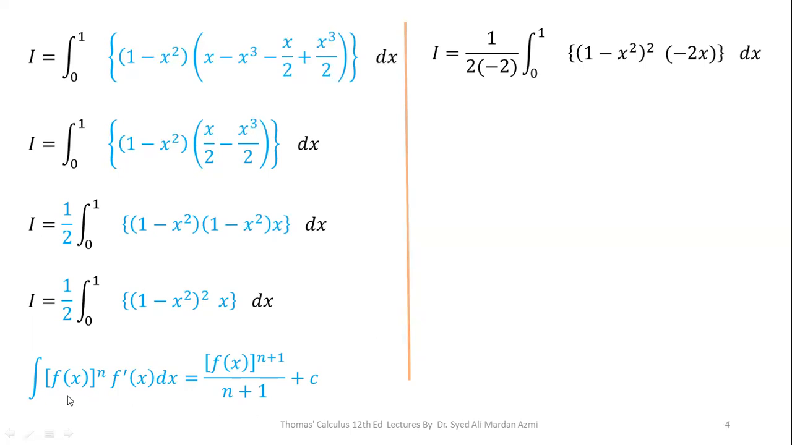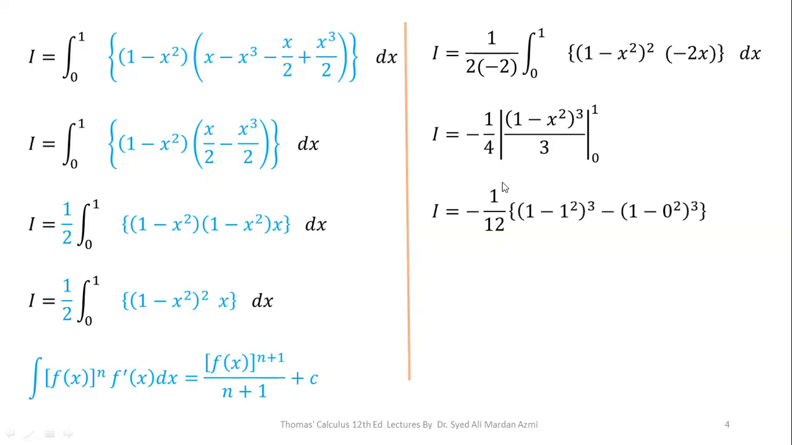Now I can apply this formula here. So the integration of this whole function is 1 minus x squared raised to power 3 over 3. In the next step, in the denominator, 4 and 3 will be multiplied and become minus 1 over 12. And we can apply limits in the numerator, upper limit minus lower limit. When we apply the limit, we get 0 minus 1. Then minus 1 over 12 into minus 1 becomes plus 1 over 12.